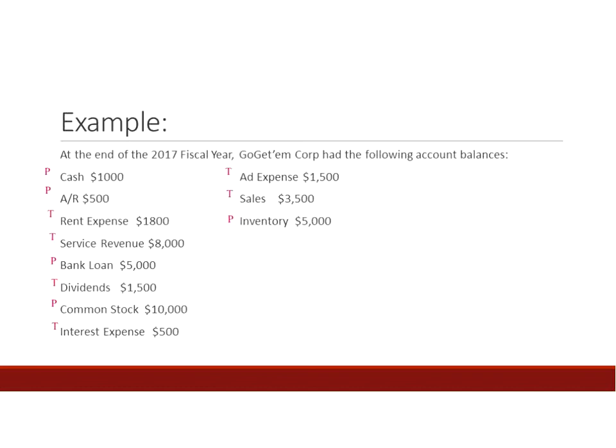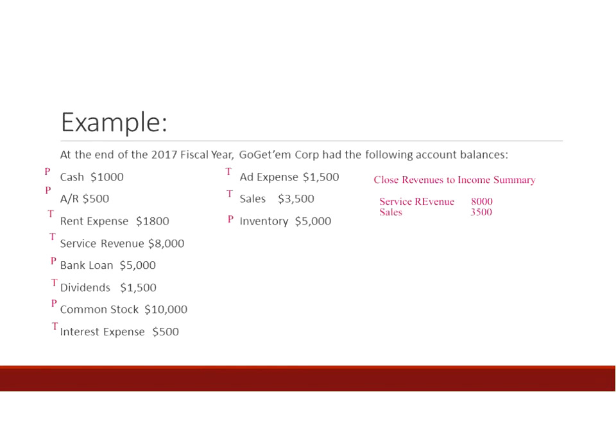So step one was to close revenues to income summary. So let's go through our revenue accounts. So we have a service revenue. It has a credit balance typically, so to bring it to zero, we need to debit service revenue for $8,000. We also have sales, which we need to debit for $3,500.